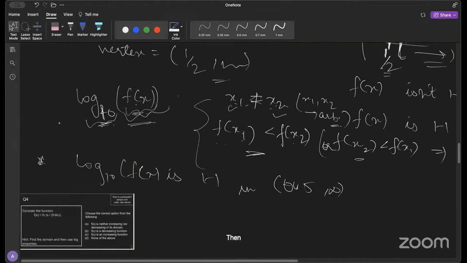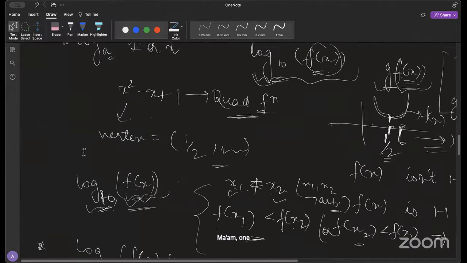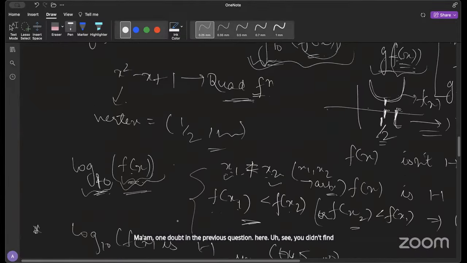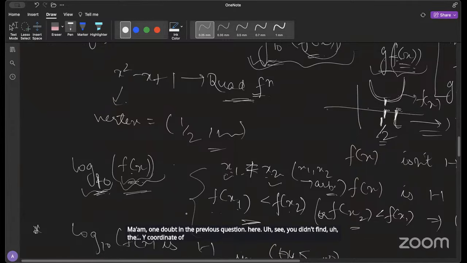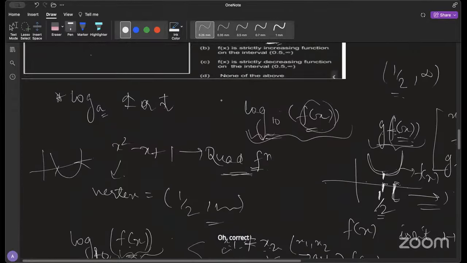Then coming to the next one. Ma'am, one doubt in the previous question. Here, you didn't find the y coordinate of the vertex, right? Here it is 3/4, so it's above the x-axis. If the vertex was below the x-axis, then we should have again removed values from the negative part, right? Because log doesn't take negative values. Correct, below the x-axis, correct.